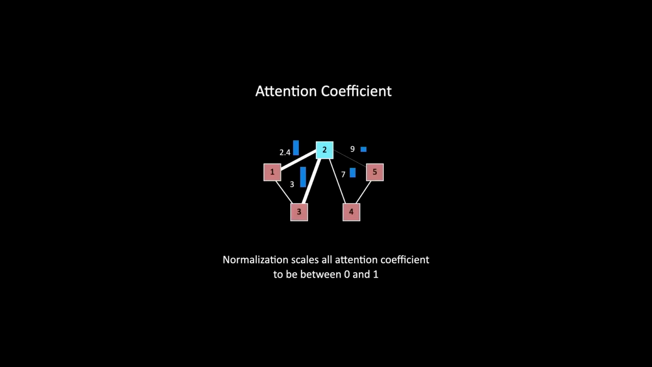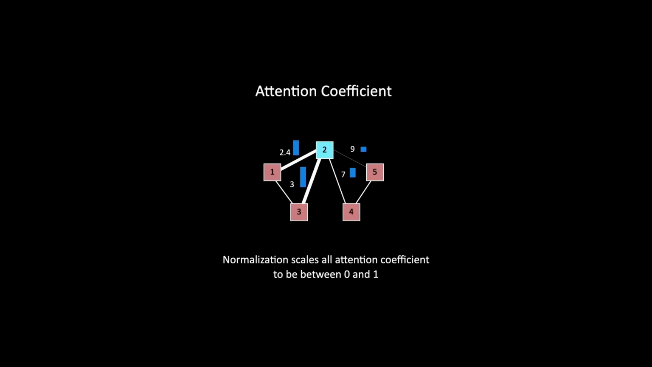Now, why is this normalization important? If you were to use the default unnormalized or raw scores, this is what the attention coefficient might look like for each connection. So between 2 and 1, the coefficient is 2.4. Then between 2 and 3, it's 3. Between 2 and 4, it's 7, and so on. If the attention coefficient is not normalized, the relative values may not make sense. And basically, it's hard for you to compare the attention across the different connections. It's important that you use normalization to scale all of the attention scores so that they lie between 0 and 1. This normalization of the attention coefficient is a part of the attention mechanism.